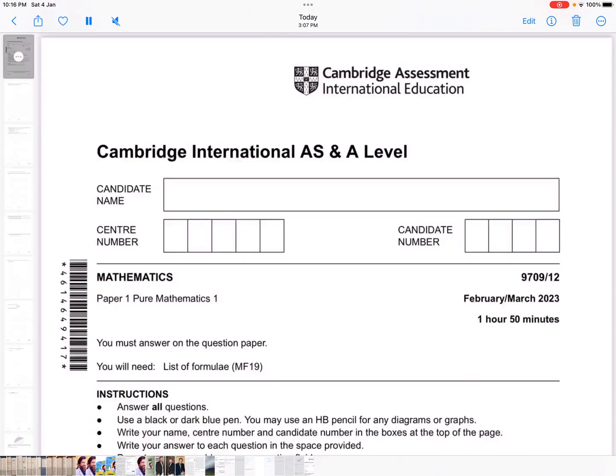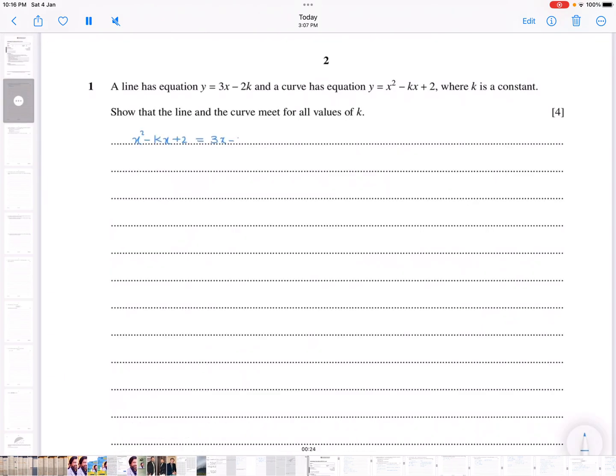Code is 9709. This is P1. Okay, in this paper our first question is: a line has equation y equals 3x minus 2k and a curve has the equation y equals x squared minus kx plus 2, where k is a constant. Show that the line and the curve meet for all values of k.